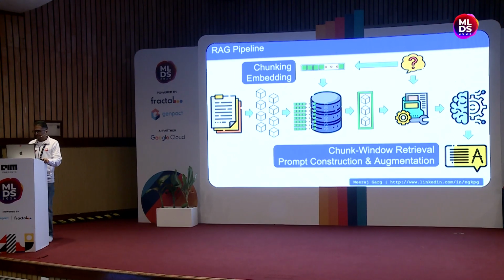Next, the context retrieval. Do we get just one chunk? Do we get multiple chunks? How many? Do we get a chunk window? All these are important questions when designing your RAG pipeline. Here I am demonstrating a chunk window retrieval system. There are many more systems. And finally, the prompt construction itself and augmentation before passing it to the LLM is also crucial.